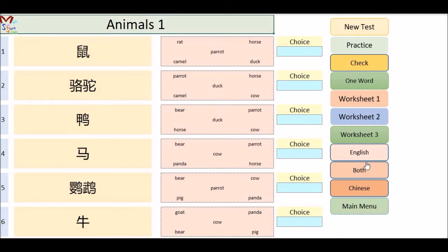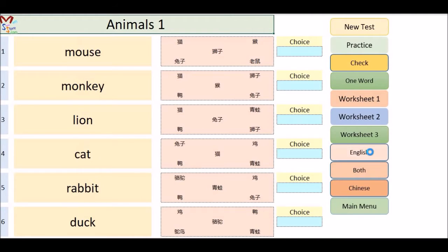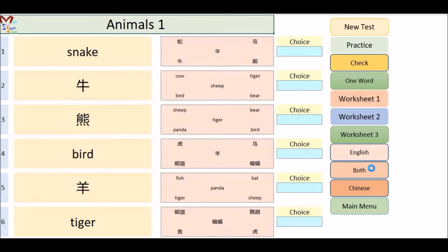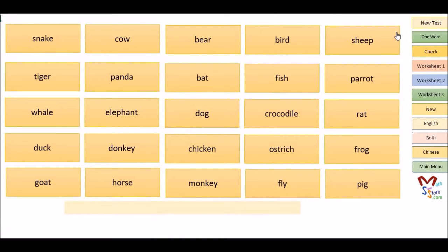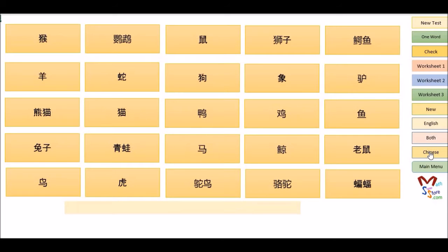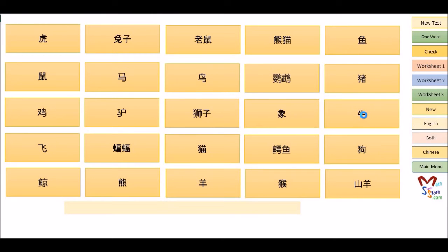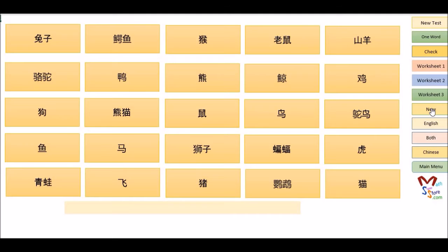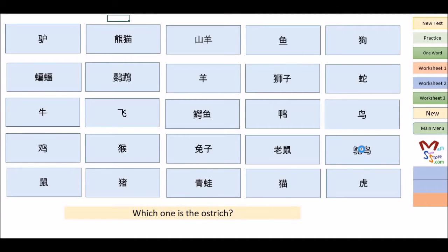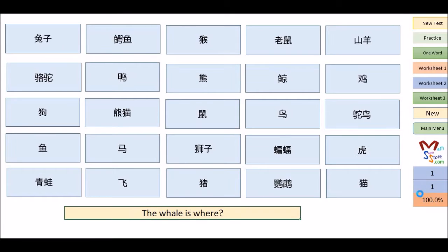Choose test type with the words to and from English, Vietnamese or both. Practice with the words in English, Vietnamese Snake. Or both. Chicken. Pick. Speaks the word in English and shows the word. Cow. Tiger. Good. The whale is where?